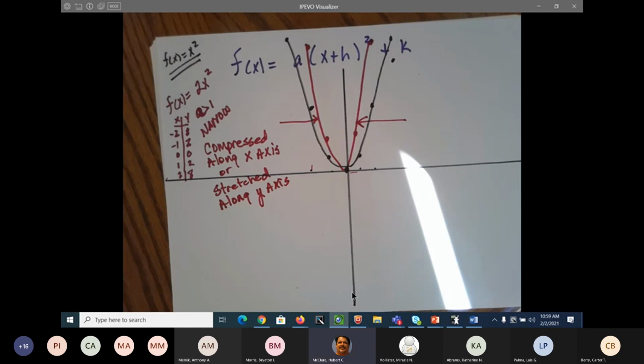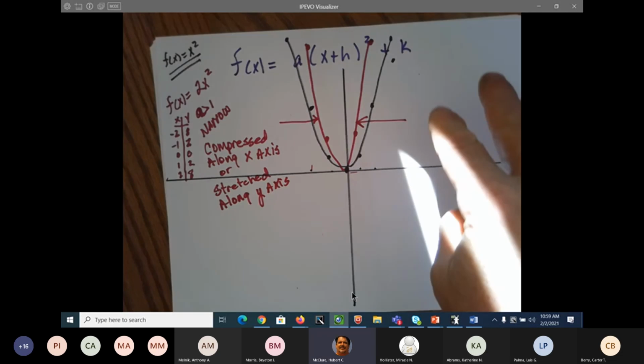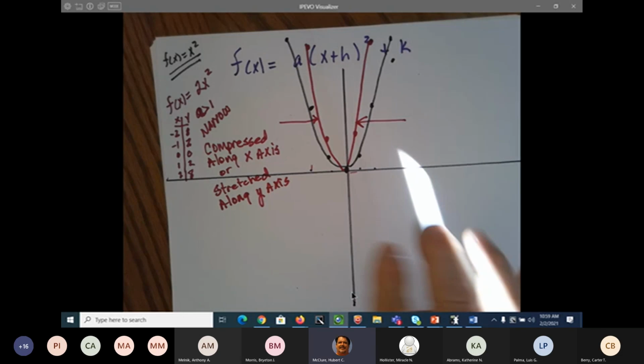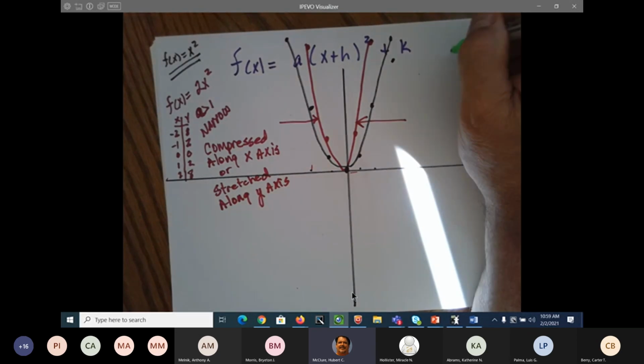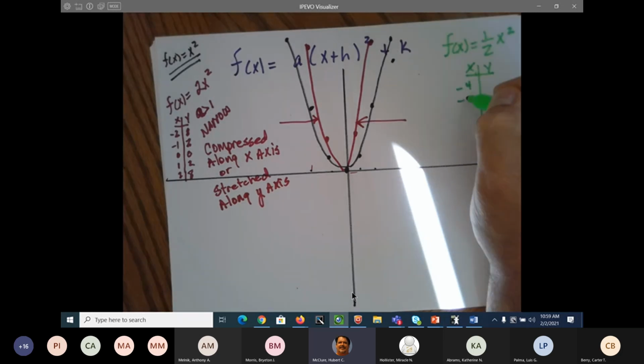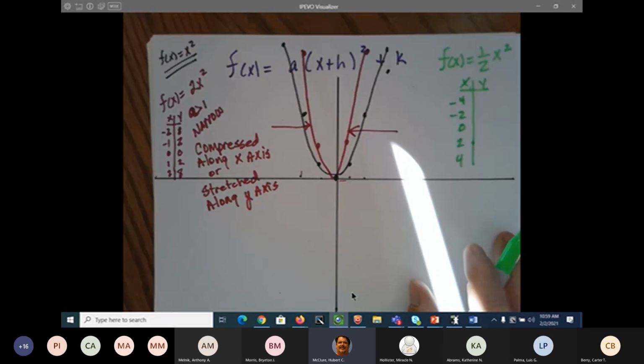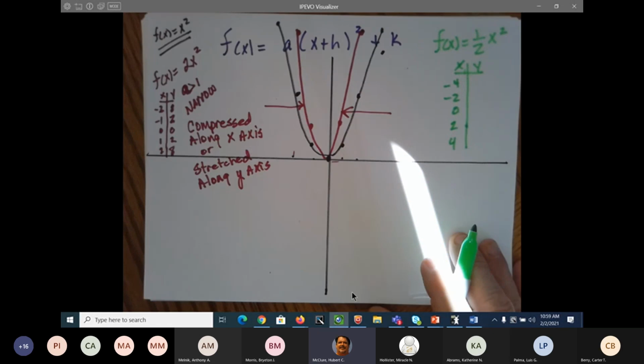Now, I'm going to give you about 5 or 6 other functions, and I want you to graph them all on this same graph, because I want you to see what's happening with the h's and the k's and the a's and all that. So in the green color, I want you to do f of x is equal to 1/2 x squared. And you're going to use -4, -2, 0, 2, and 4. When you do a fraction, you always do multiples of the denominator, always.